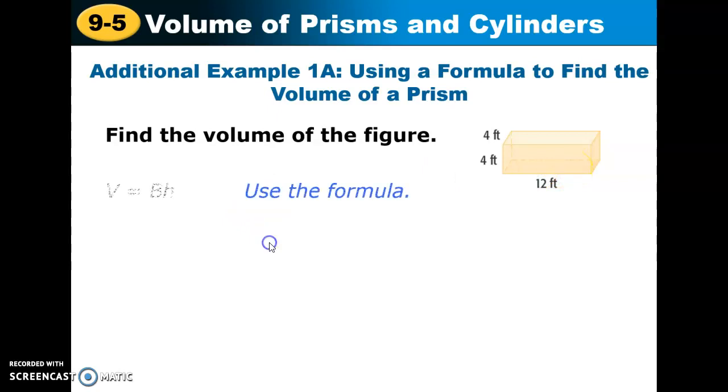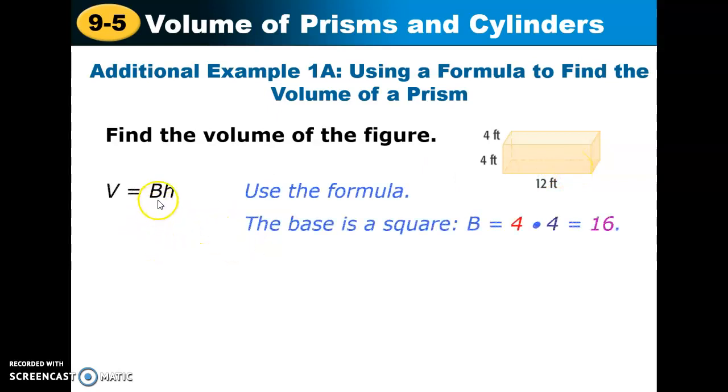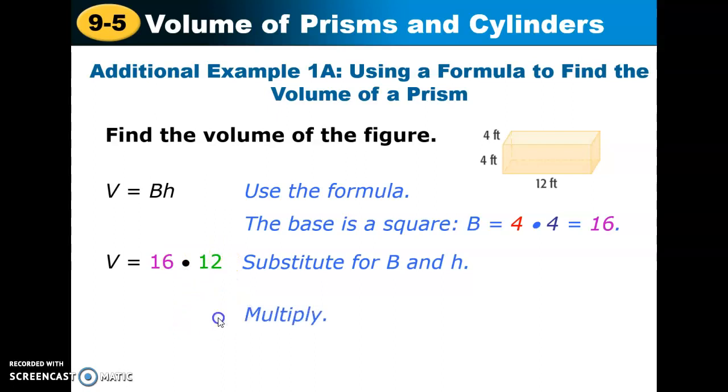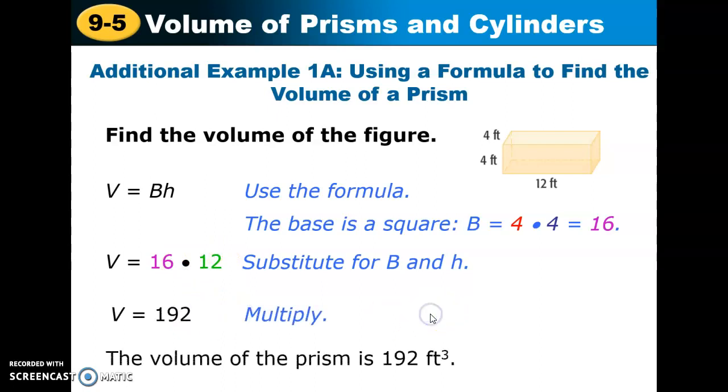Okay, so we're going to take the area of the entire base. The base is a square. It's 4 times 4, which gives us 16, and we're going to multiply it by the height. So we have 16 from our base, 12 from our height. When you multiply those together, you get 192. Don't forget your unit, which is feet cubed.